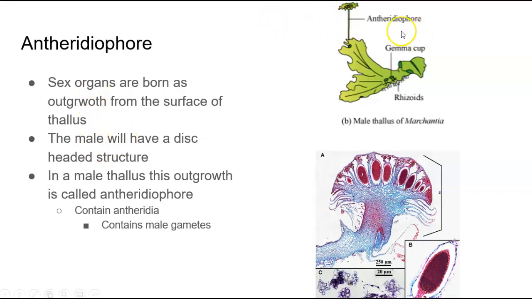And what you'll notice with the antheridiophore is that when you look at the top structure here, it is disc shaped. And it's actually very important for it to be disc shaped, and you'll see why. This is important for fertilization. The antheridiophore is going to contain these organs called antheridia, and the antheridia are going to have the male gametes. So if we take this and look at it under the microscope, you're going to see something like this over here. And you see these structures here. These are the antheridia, and they're going to contain the male gametes.